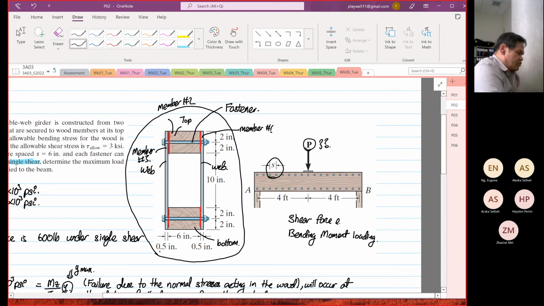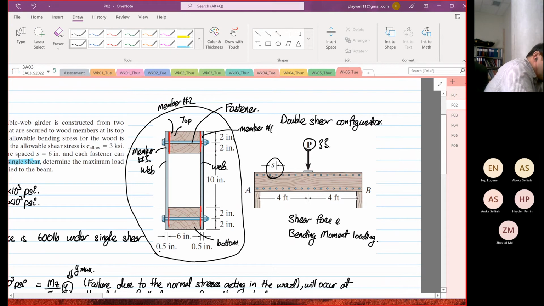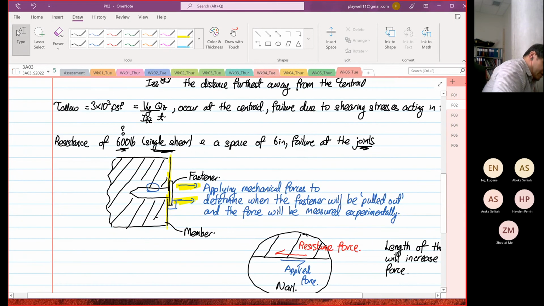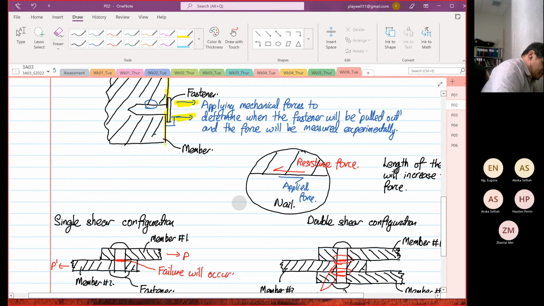So you realize that if you have 3 members and 1 fastener, in this case you have a what? You have a double shear configuration. Okay, not a single shear anymore. So how will this affect our shear flow? Now the question is, how will the double shear affect our shear flow?